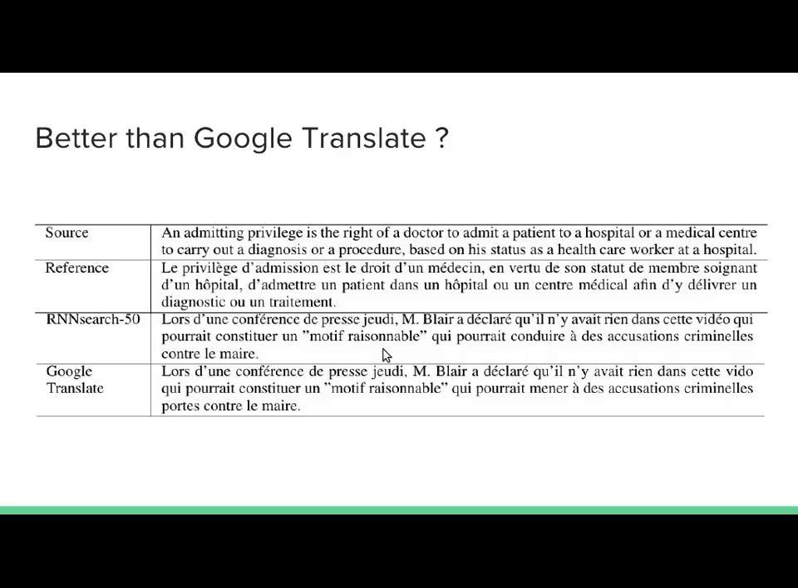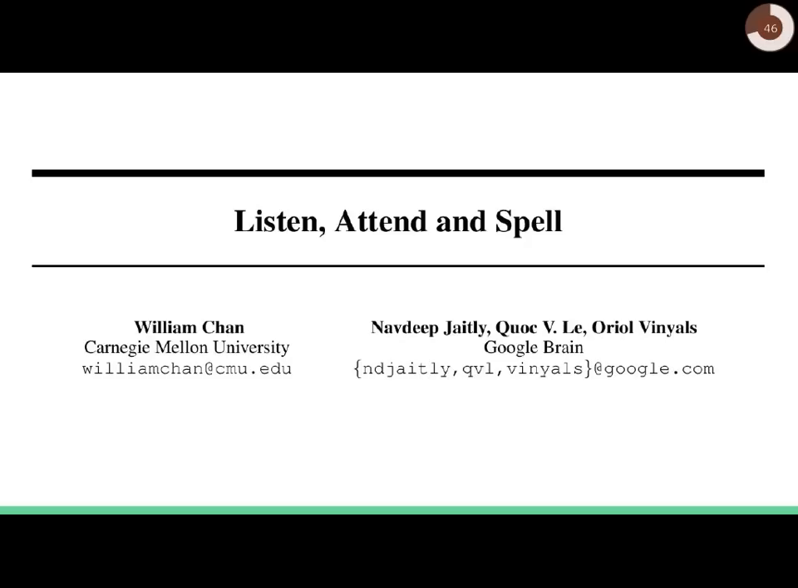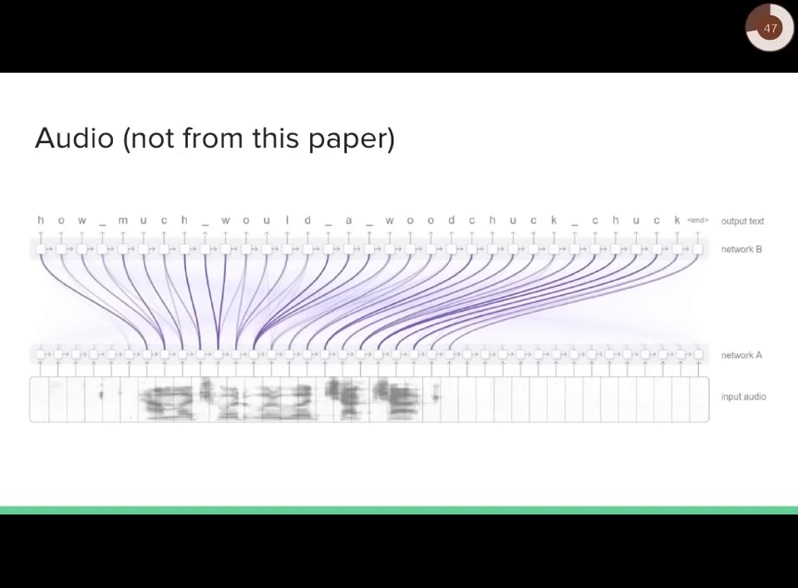Yeah, further research is based on that. And Google Translate now uses 2 attention systems, maybe in a slightly different way, but it's attention systems. It's the same concept. So, toward better neural architectures. There's an interesting paper here, "Listen, Attend, and Spell," at Carnegie Mellon University, and yeah, with Google Brain.